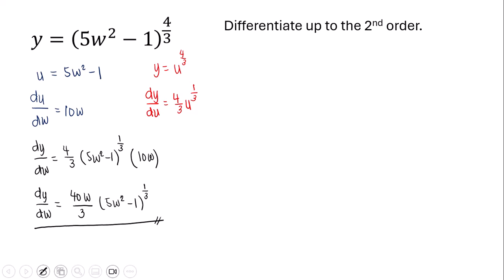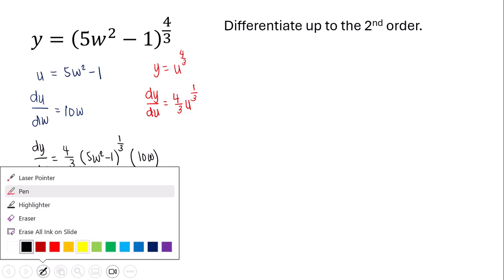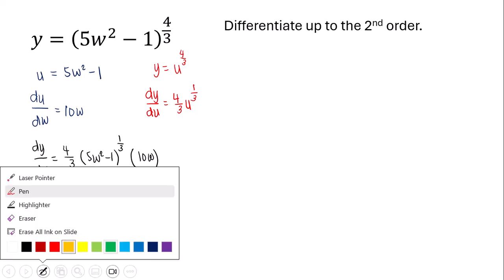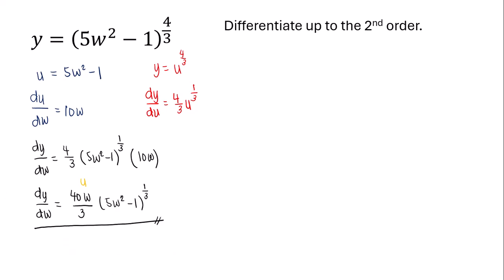So this time, we can still use the chain rule. Wherein our u will be this term, 40w over 3, and our v would be this term, the cube root of 5w squared minus 1. Now, let's try to get du/dw and dv/dw to find the second derivative.